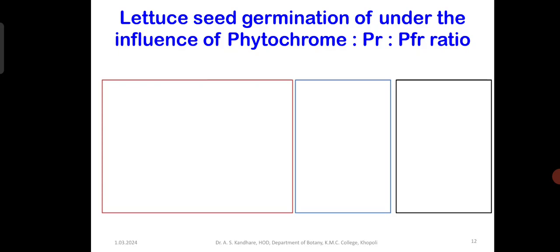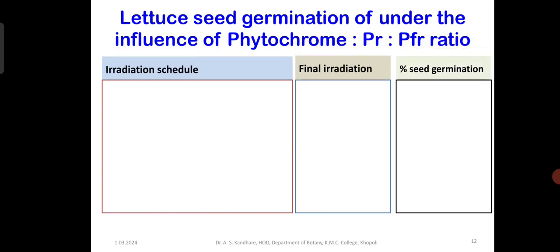Now another example on germination. So here is the example of lettuce seed germination under the influence of phytochrome. Here you can see how this PR to PFR ratio affects germination of lettuce seed. तो यहाँ पर आप देखेंगे कि एक इरेडिएशन शेड्यूल है और फिर यहाँ पर फाइनल इरेडिएशन कौन सा है, दैट इज द कॉलम, and here you can see percentage of seed germination. So this is the experiment.